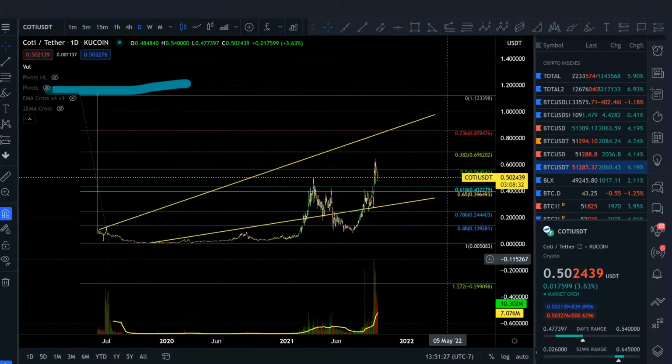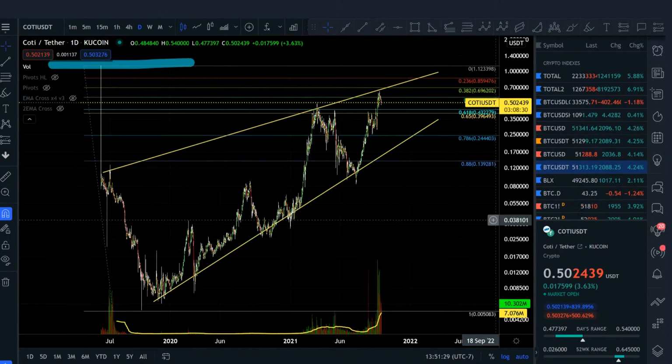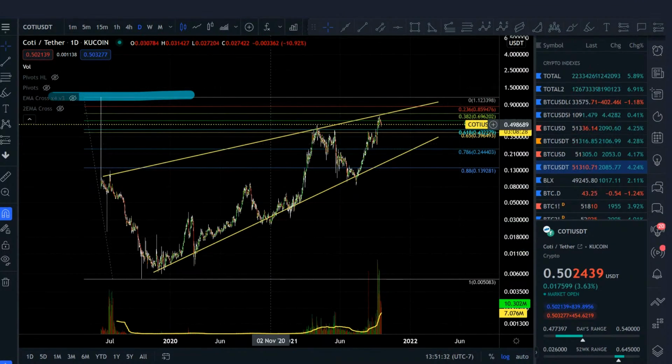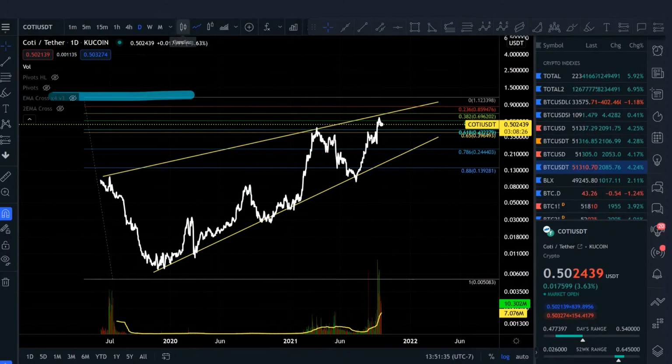I'm going to get off a log chart. Now, actually, I'll stay on a log chart. So this is a very kind of a secret trend line on log chart. You don't see it on a regular chart. So if you look at a logarithmic chart, you'll see this.